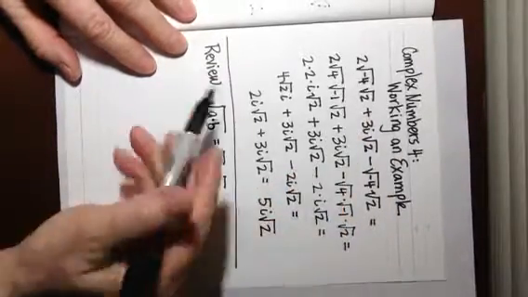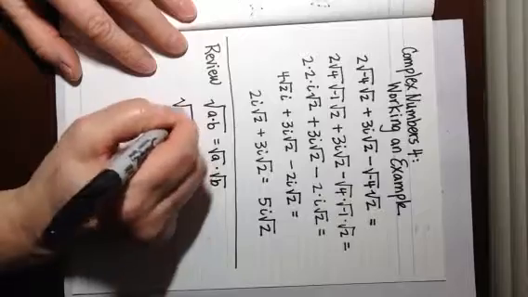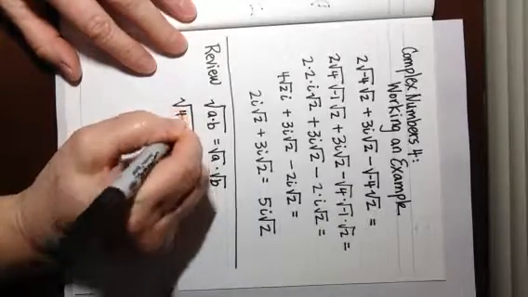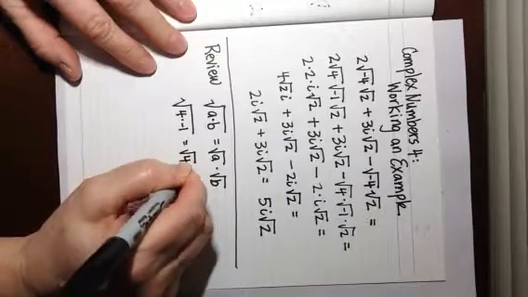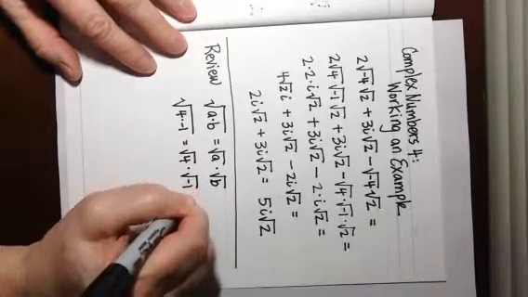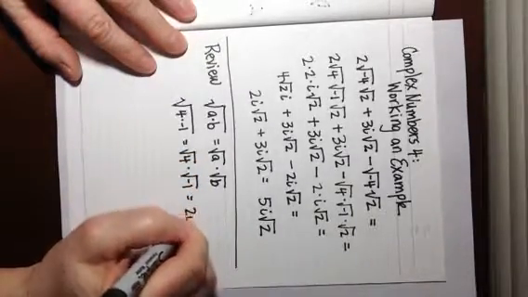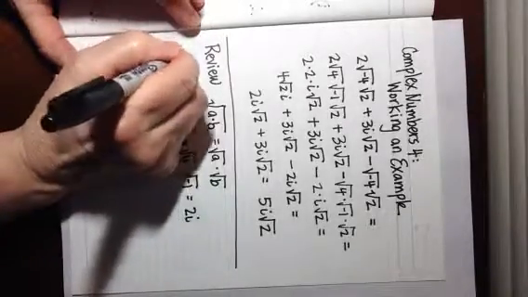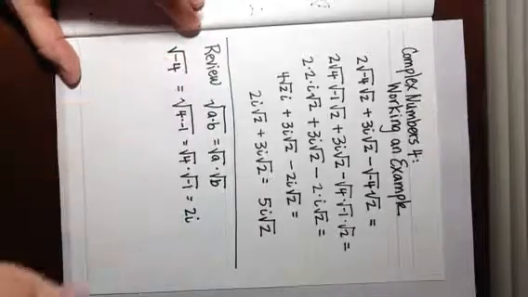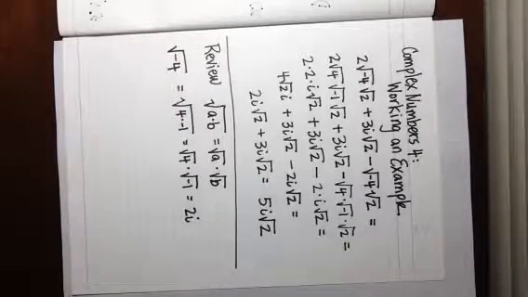Because negative 4, so the square root of 4 times minus 1 equals the square root of 4 times the square root of minus 1, which is 2i, but on this side it's also equal to the square root of minus 4. I hope that helps.